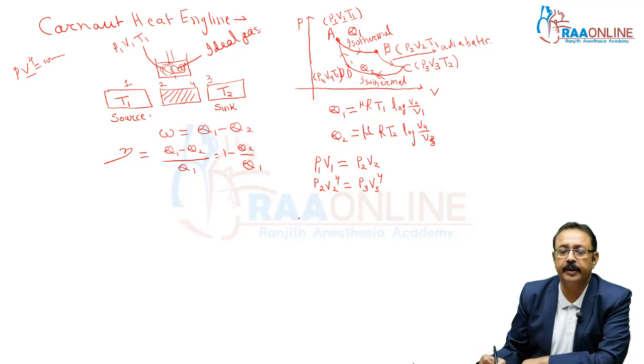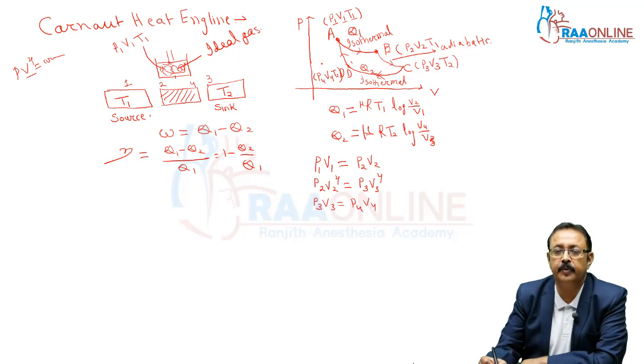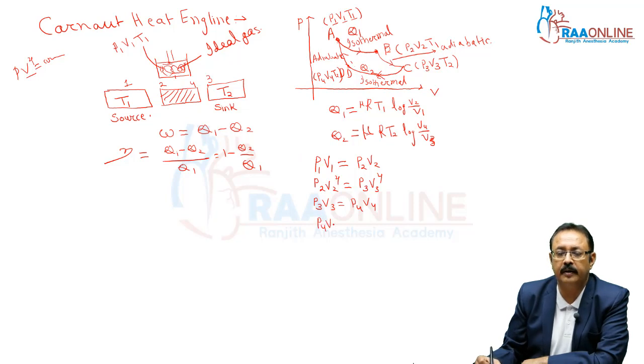Again from C to D, it was an isothermal process. So P3 V3 was P4 V4. From D to A, again it was adiabatic. So P4 V4 raised to the power gamma is equal to P1 V1 raised to the power gamma.